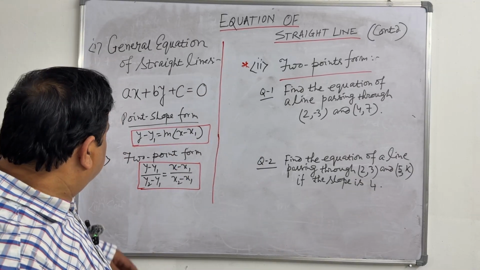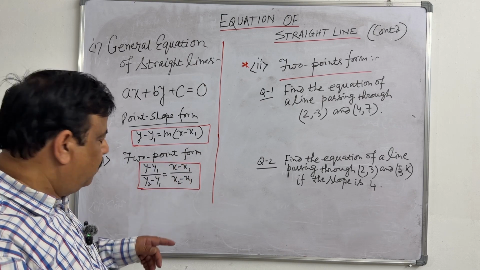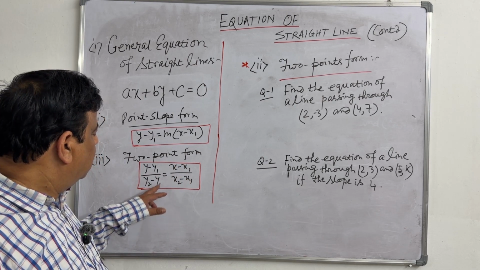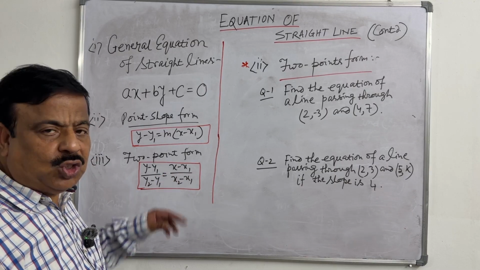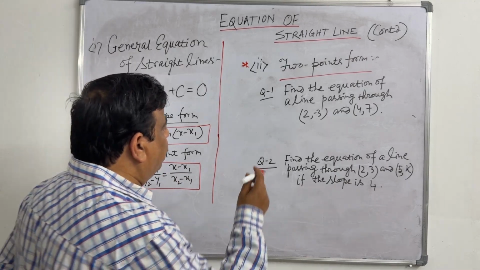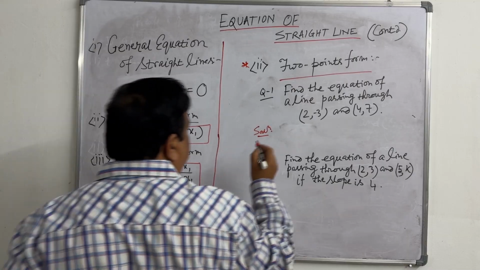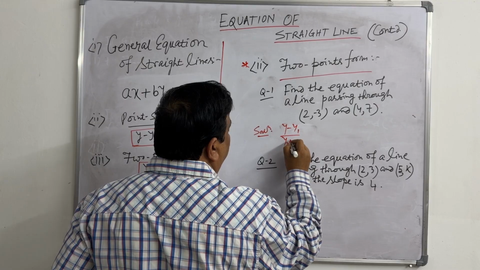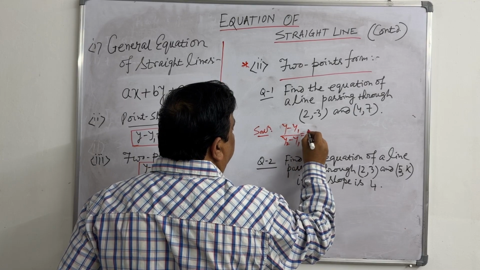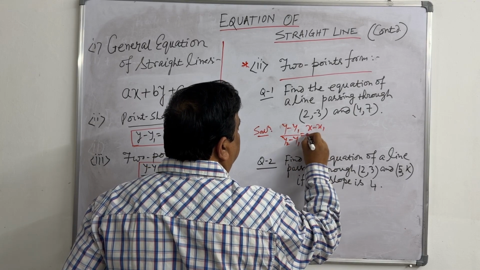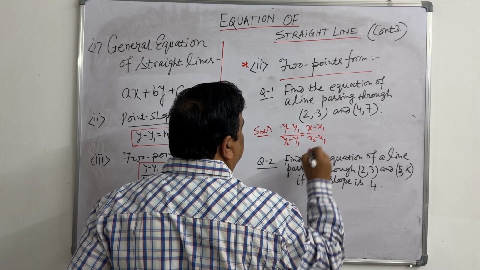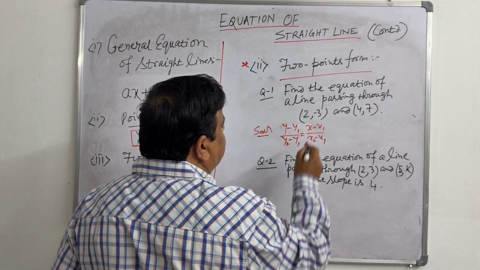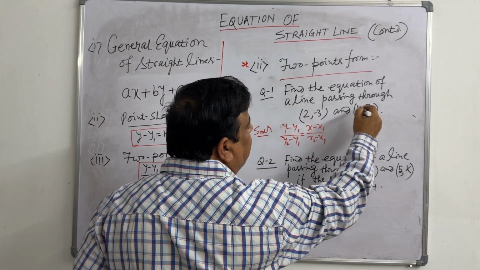What is the equation of 2-point form? That is (y minus y1) by (y2 minus y1) is equal to (x minus x1) by (x2 minus x1). So the solution: (y minus y1) by (y2 minus y1) is equal to (x minus x1) by (x2 minus x1). You have just learned it. So say this is x1, y1 and this is x2, y2.